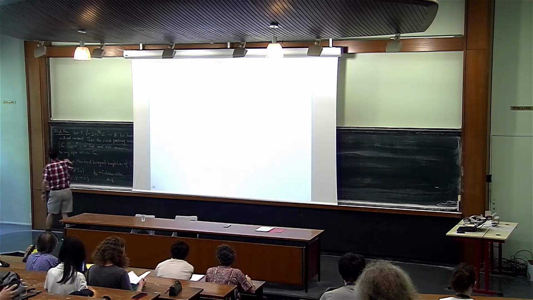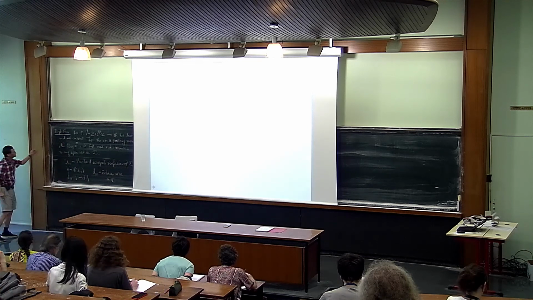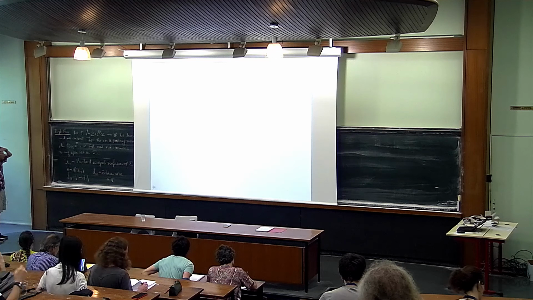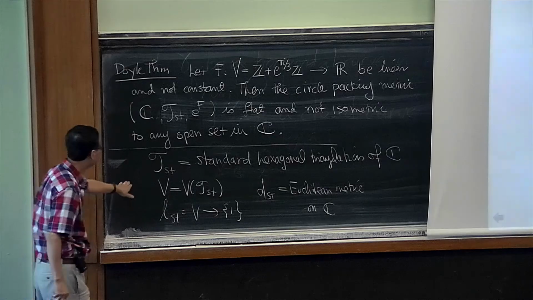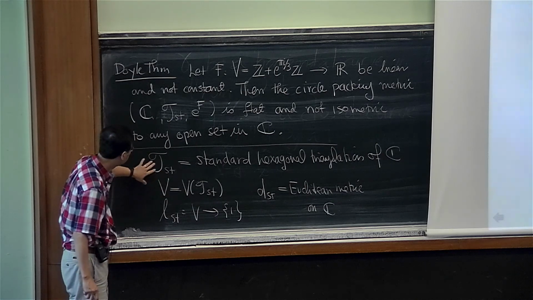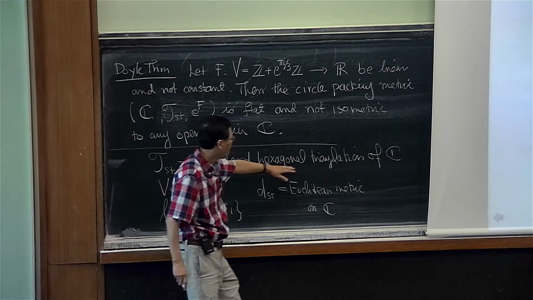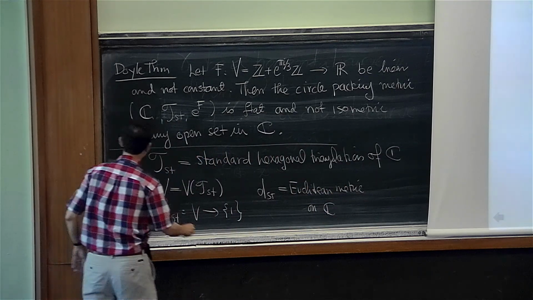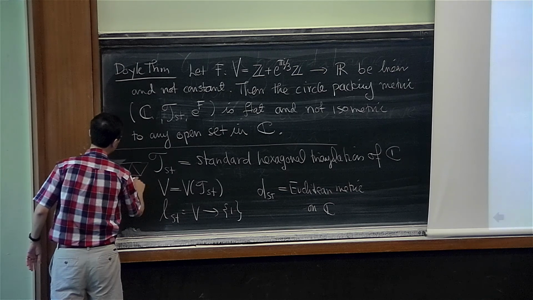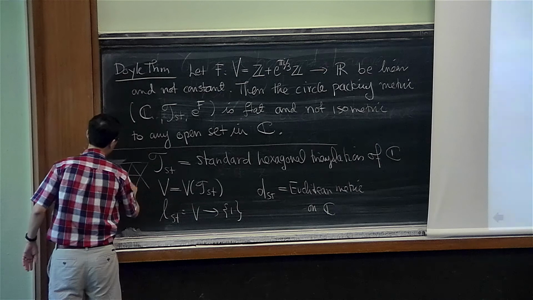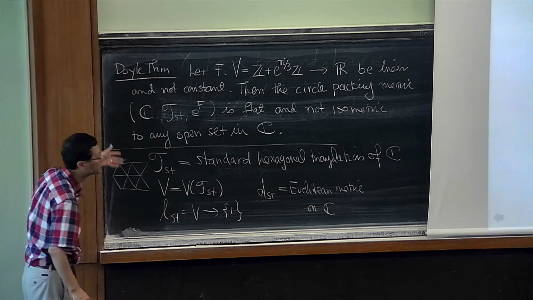Our new proof depends on Doyle's theorem, which I showed at the beginning of our first lecture as an example of a flat structure. I'm going to fix today the standard hexagonal triangulation of the complex plane. It's an infinite triangulation where every triangle is regular of size 1.